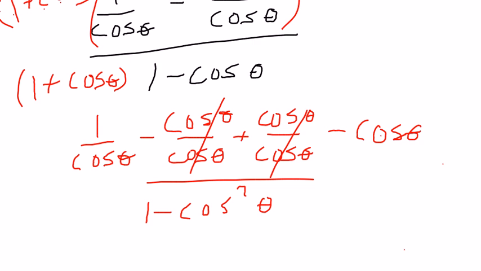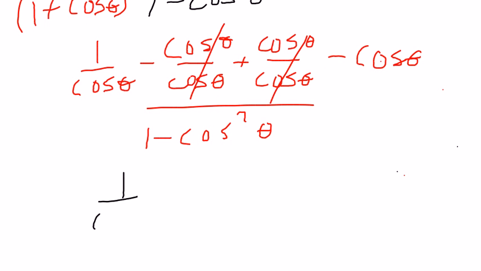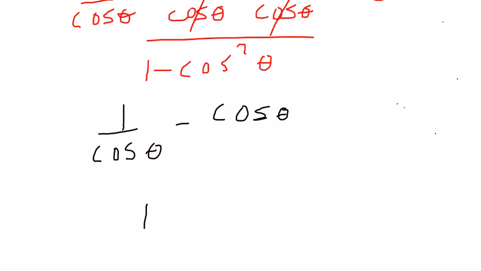I didn't really get any closer. Well, actually I did. Sorry it took me so long there. I was just trying to think of which way to go. So we've got here 1 over cosine minus cosine on top all over 1 minus cosine squared.